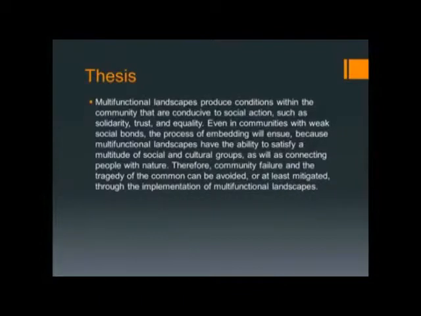So my thesis for this paper is that multifunctional landscapes produce conditions within the community that are conducive to social action such as solidarity, trust, and equality. And even in communities with weak social bonds, the process of embedding will ensue because multifunctional landscapes have the ability to satisfy a multitude of social and cultural groups, as well as connecting people with nature. Therefore, community failure and the tragedy of the commons can be avoided or at least mitigated through the implementation of multifunctional landscapes.